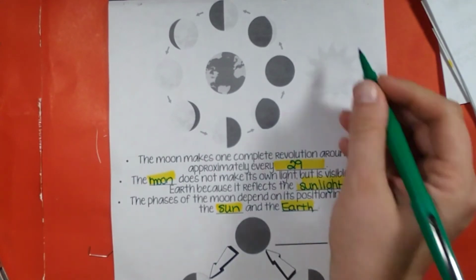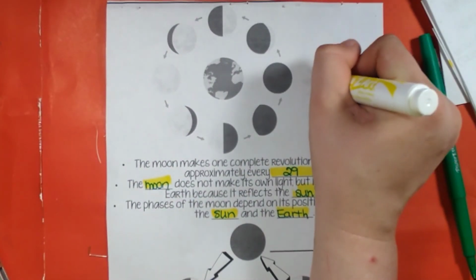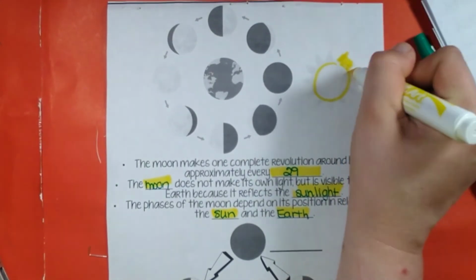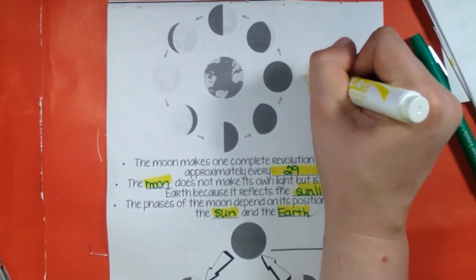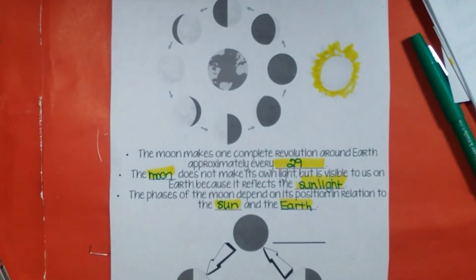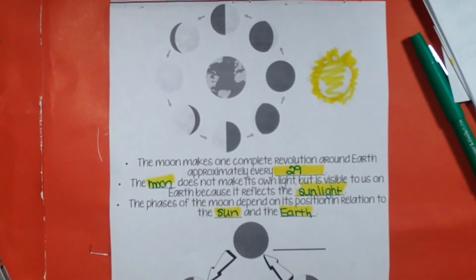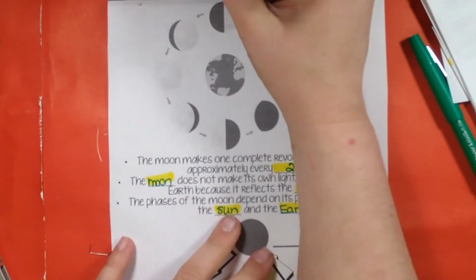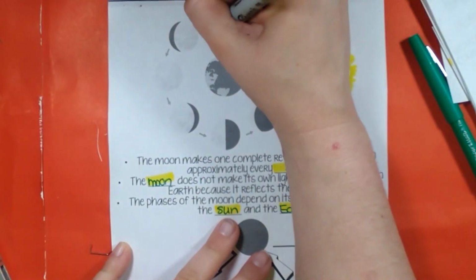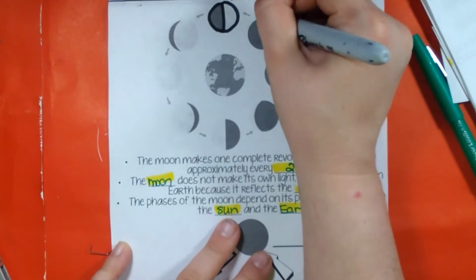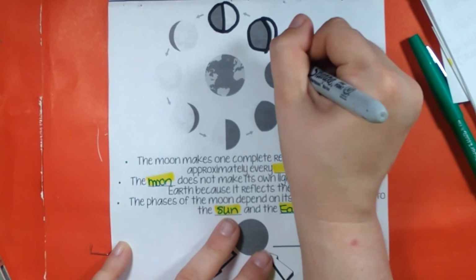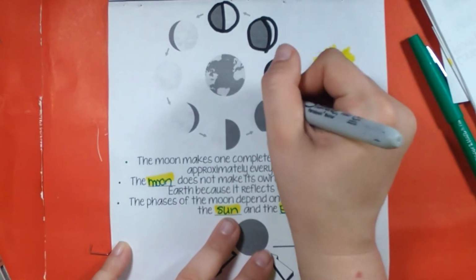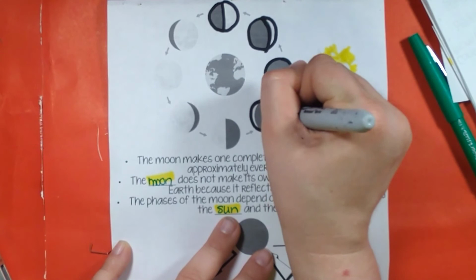So based on where the sun is, this did not color very well, so I'm going to make this my sun. And then Earth is in the middle. Okay. I'm going to draw the outline here so we can see them better. So the dark is the shadow, the white is what we see on Earth.